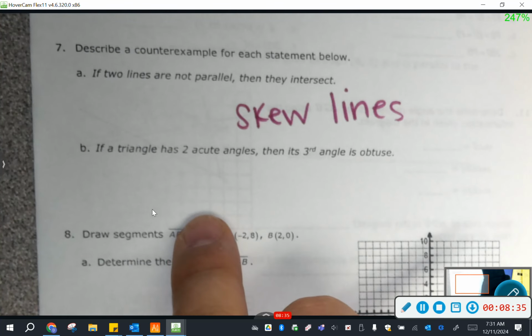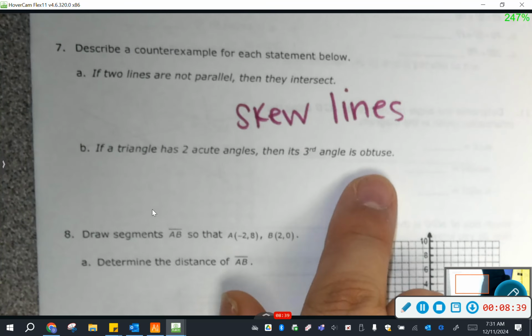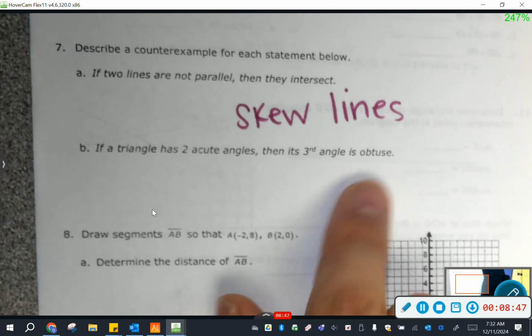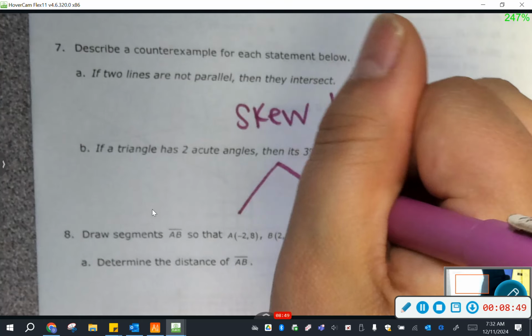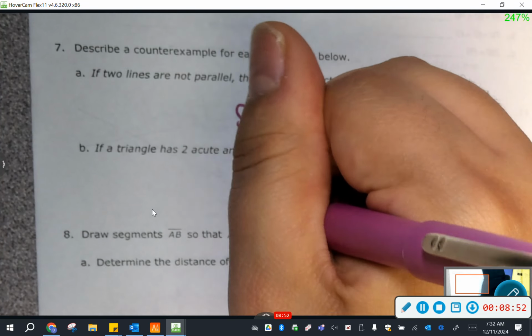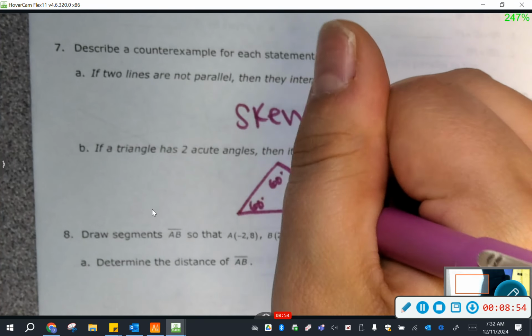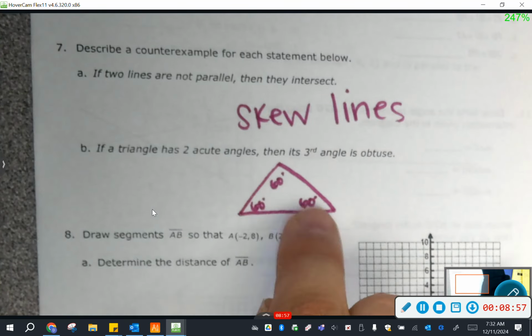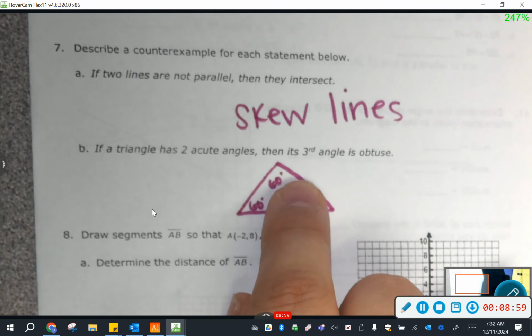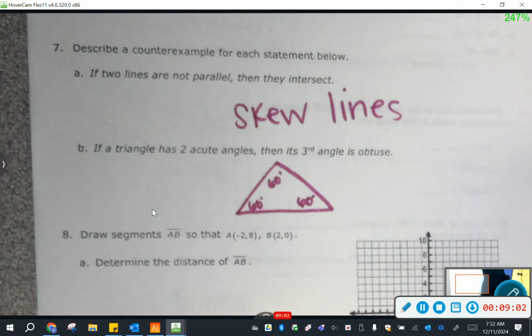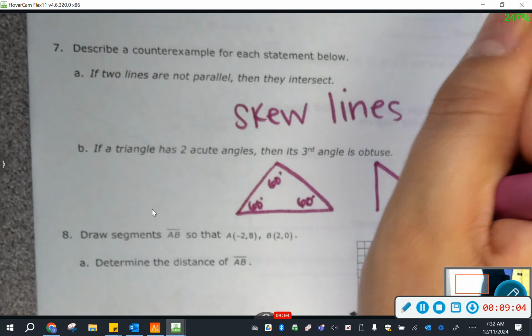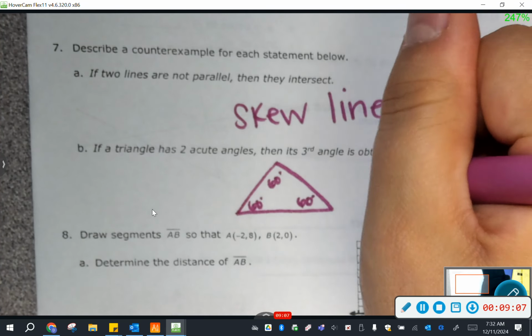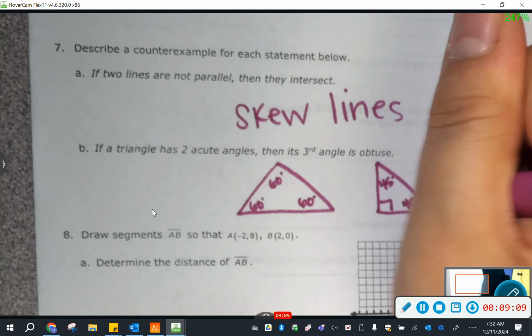What about if a triangle has two acute angles? Then the third angle, does it have to be obtuse? No, why not? You have three acute angles? Sure. Couldn't we do 60 and 60? Does it have acute angles? Is that obtuse? So that's a counterexample. You could also do a right angle. 45 and 45.